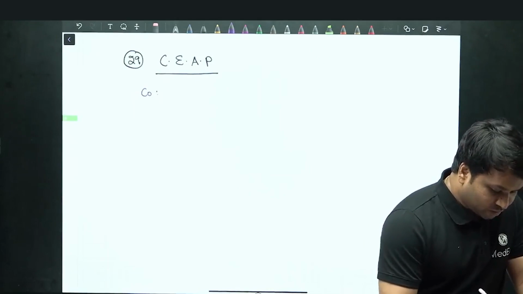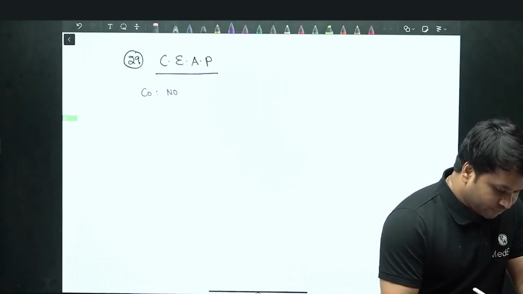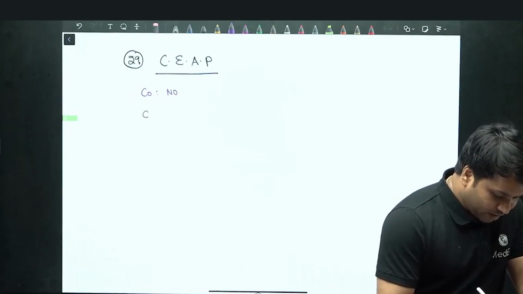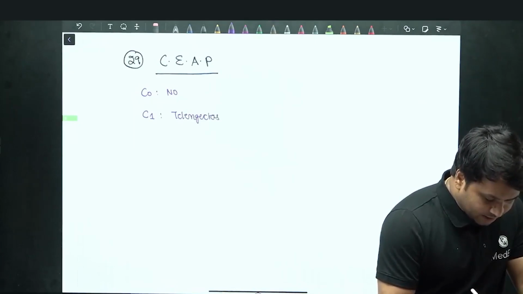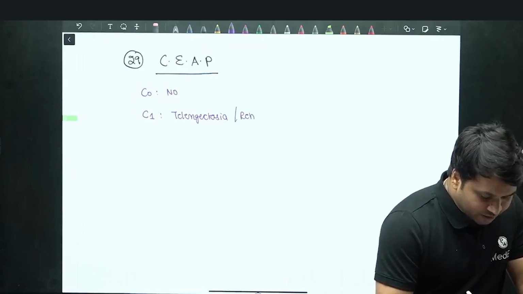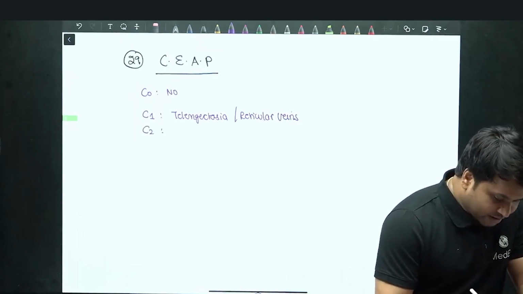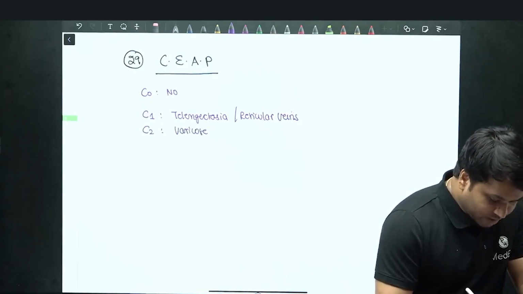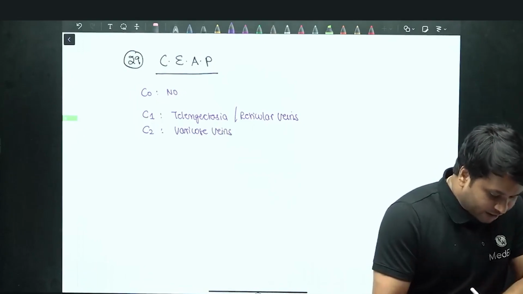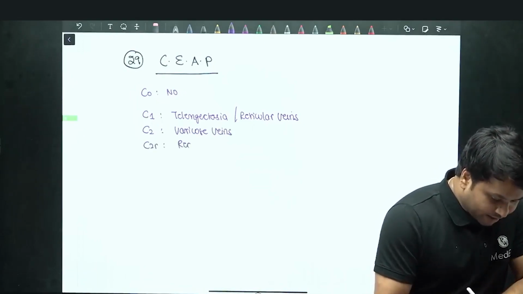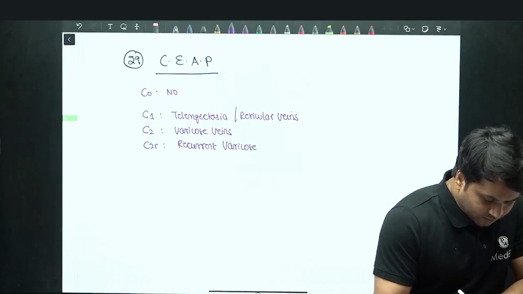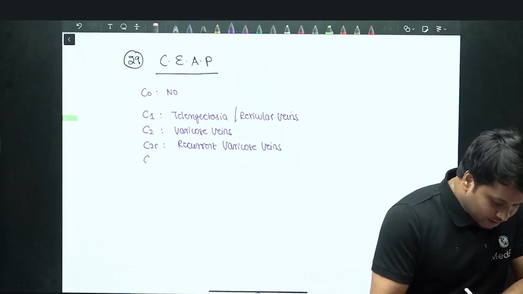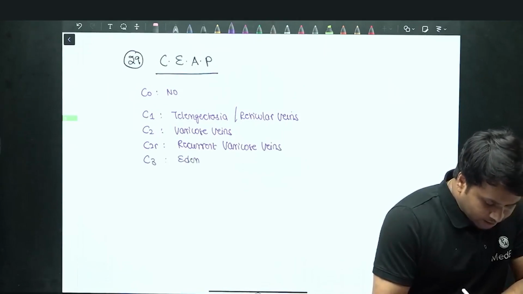Now, we have C0, there is no disease. Then you have C1, there could be presence of telangiectasia or it may be associated with reticular veins. C2 is where the patient is having varicose veins. If a patient develops varicose veins after treating the first attempt, that is called recurrent varicose veins. C3 is presence of edema around the ankle.